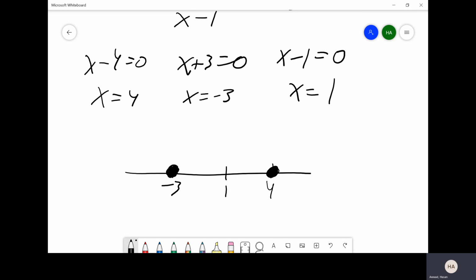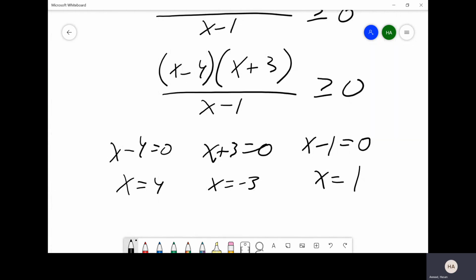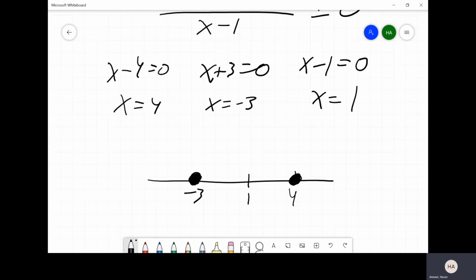But what about at 1? Well, at 1, we get 1 minus 4, which is negative 3, so we get a negative number. And then we get 1 plus 3, which is a positive number, so we still get a negative number up top. But we get 1 minus 1 in the denominator, which is 0 in the denominator, which means, once again, our fraction is undefined, right? You can't divide by 0. So we have to put an open circle by default because you can't divide by 0. We have to exclude 1.